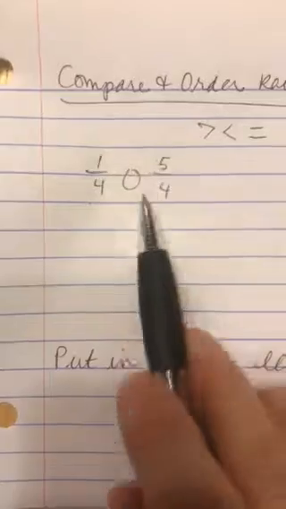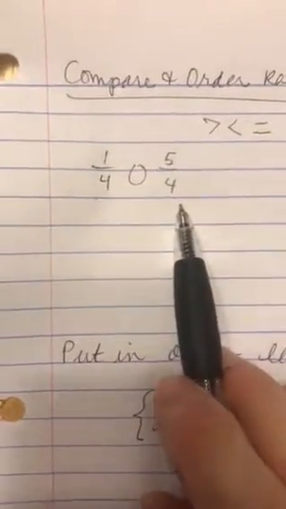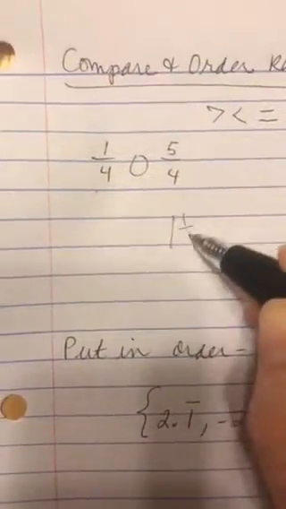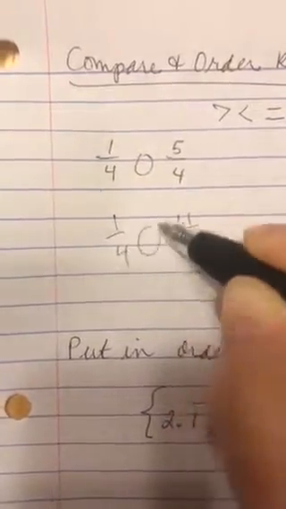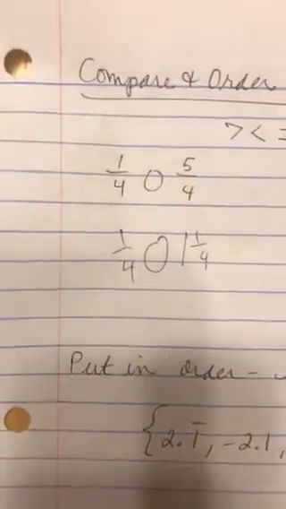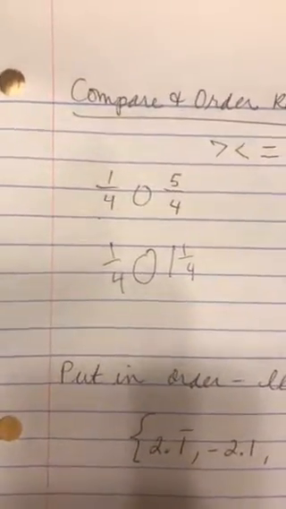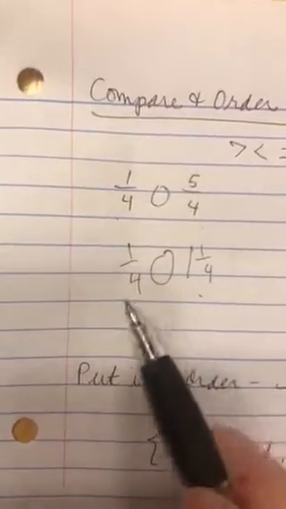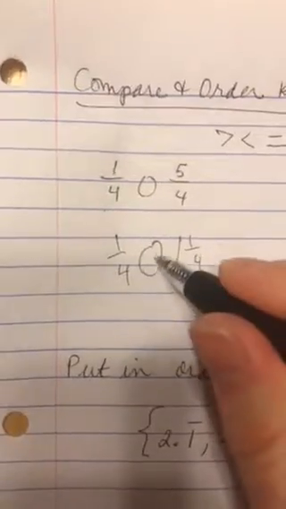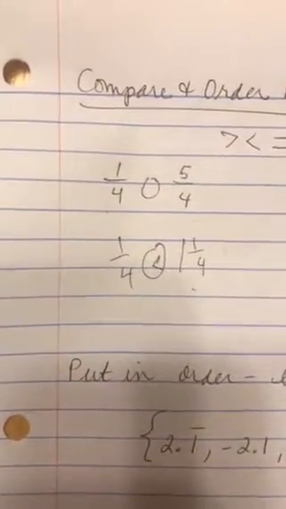Well, I'm going to want to change this to a mixed number. 5 divided by 4, 5/4 is 1 1/4. So I'm comparing 1/4 to 1 1/4. Well, if I have 1/4 of a pie, or if I have 1 1/4 of a pie, this is obviously the larger number. So we would say 1/4 is less than 1 1/4.